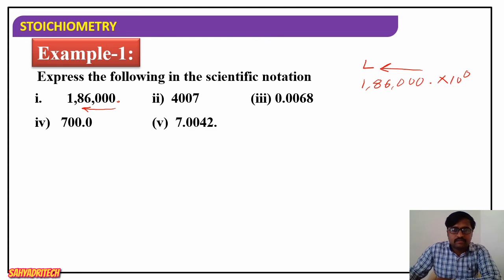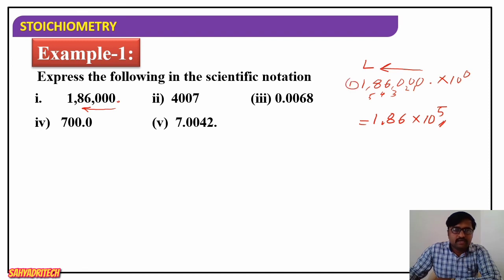Okay, 10 raised to 0. Now how many positions do we have to move? 1, 2, 3, 4, 5. So we have to move the decimal point towards the left side. How many positions? 5 positions. So it will be 1.86 into 10 raised to 5. If you consider the coefficient, that digit term lies between 1.000 and 9.999, and 10 raised to 5. So it is a scientific notation.